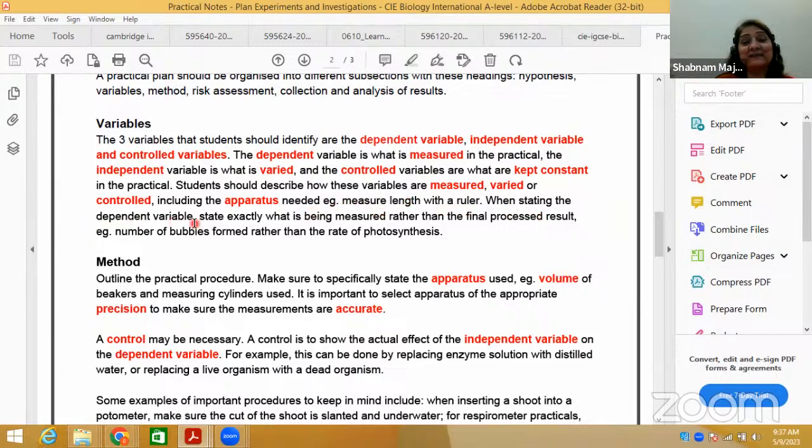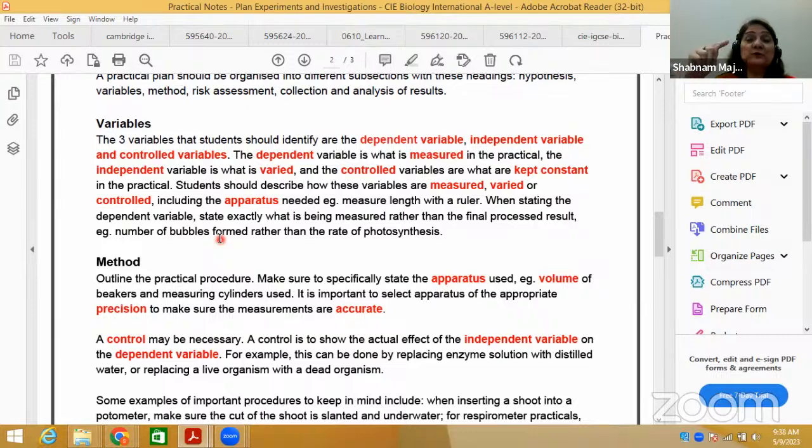When stating the dependent variable, state exactly what is being measured rather than the final process result. For example, number of bubbles formed rather than the rate of photosynthesis. You must remember, in photosynthesis there are so many investigations or evidences we need to prove. Even in transport in plants, there are evidences regarding phloem and xylem as well. In nutrition in plants, to show that carbon dioxide is necessary, you have to set up both the treated apparatus and the control apparatus. In the treated apparatus, if you make carbon dioxide absent, you use soda lime. In the other one, you don't put soda lime, as the control experiment. Same is the case with sunlight or temperature.